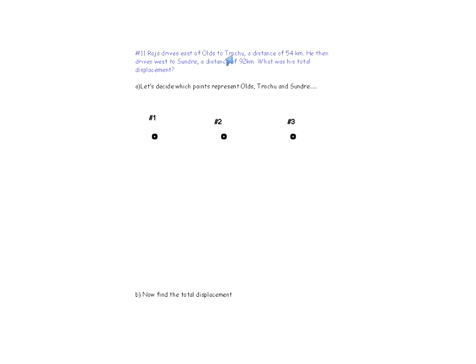Now the next question is another one that's displacement, but it's kind of a different one. This one says Raja drives east of Olds to Trochu, a distance of 54 kilometers. He then drives west to Sundre, a distance of 92 kilometers. What is his total displacement? So, again, we need to draw the 3 points and decide which one's in the middle. Now, which one do you think is in the middle?